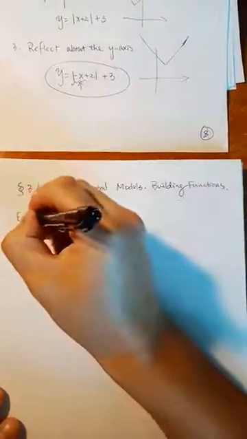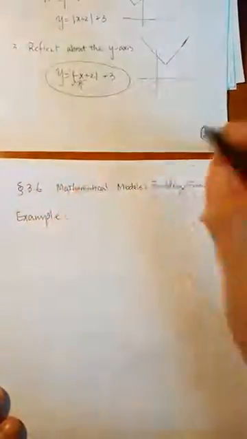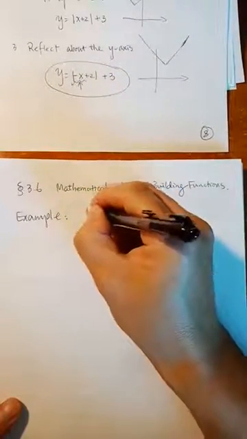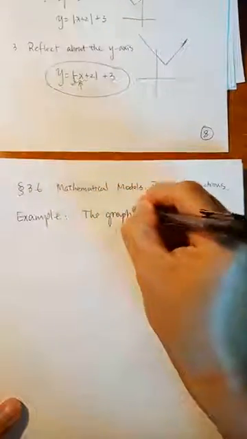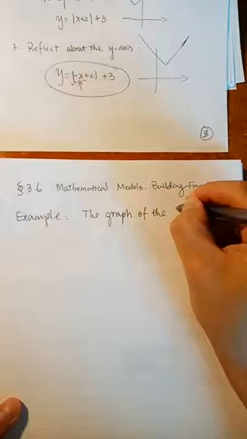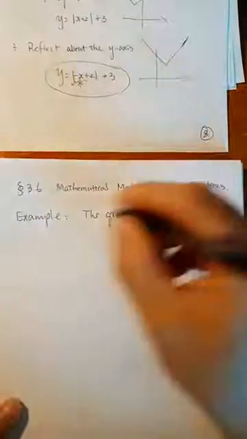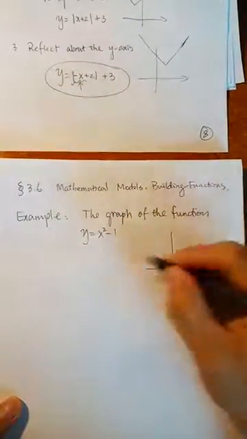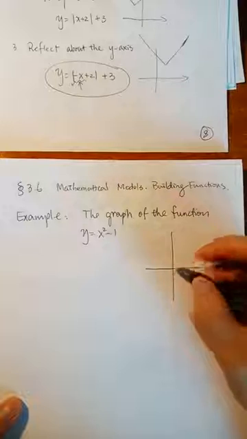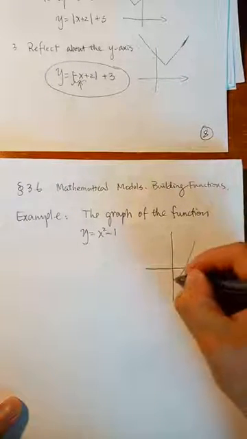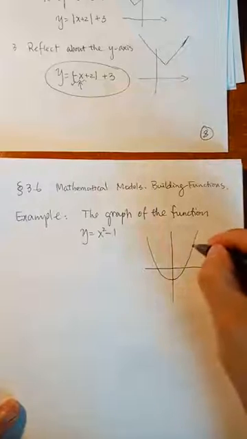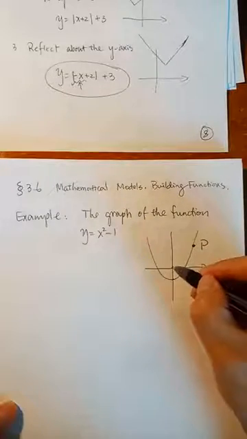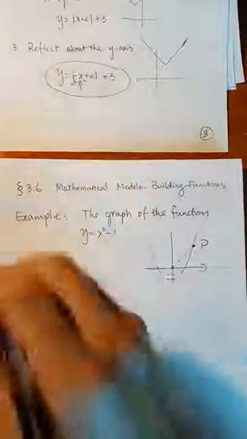Okay, so first example. We have a graph of the function y is equal to x squared minus 1. So we know that you have y equal to x squared minus 1, you shift it downward 1 unit. So it's like this. And you have a point on this graph. And then you can connect the point with the origin.